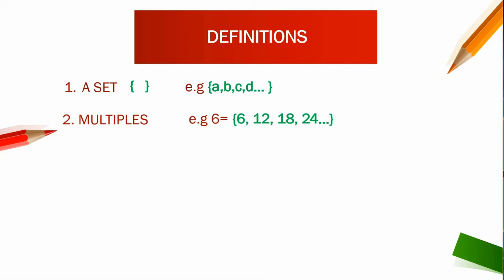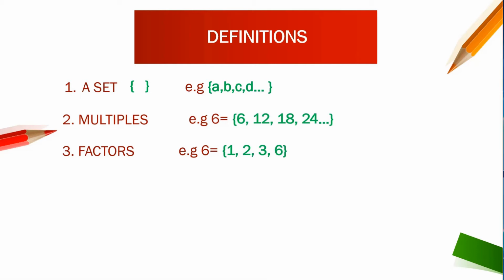Our third definition that we're going to look at is factors. Factors of a number are numbers that divide that particular number exactly. So for example, if I were to use the number 6 again and say, list the elements of the set with the factors of 6. That would be all the numbers that divide 6 exactly, which would be 1, 2, 3, and 6. 6 divided by 1 would give us 6. 6 divided by 2 would give us 3. 6 divided by 3 would give us 2. And 6 divided by 6 would give us 1. So these are all the numbers that divide 6 exactly.